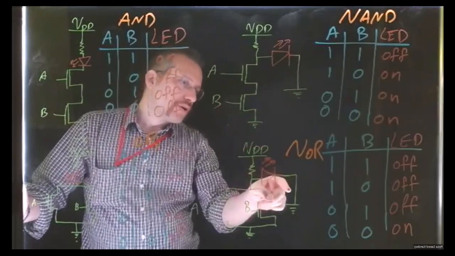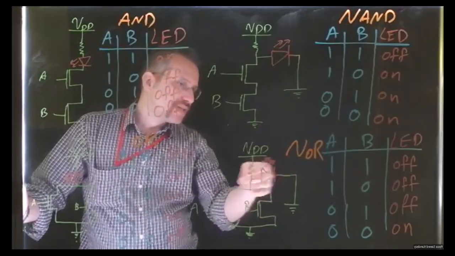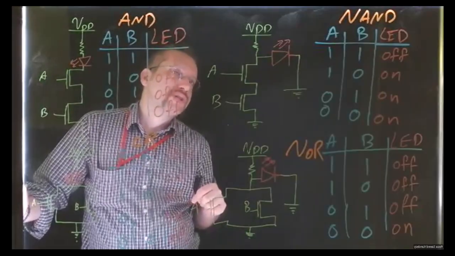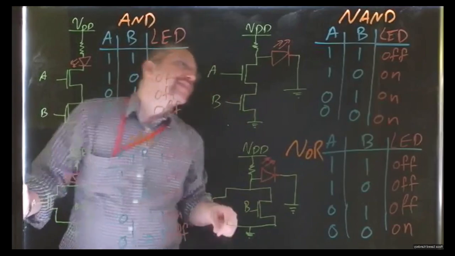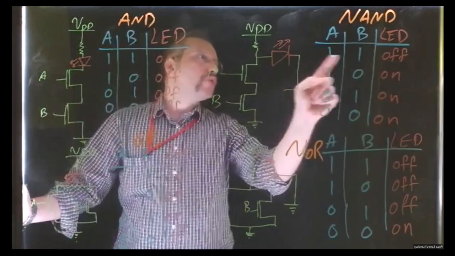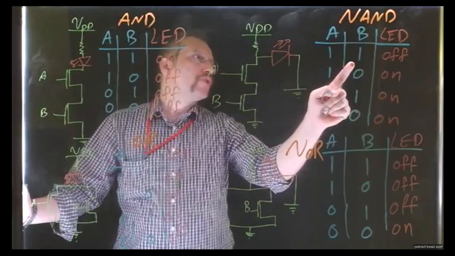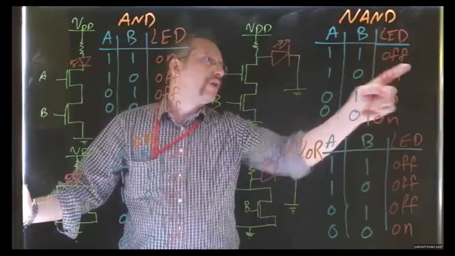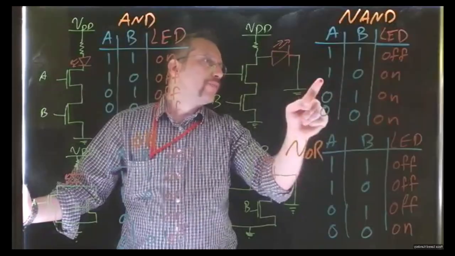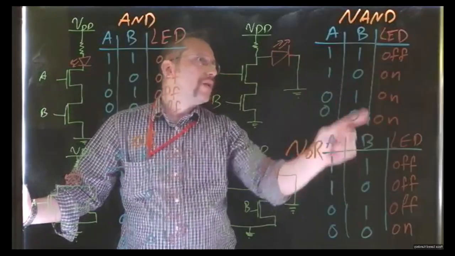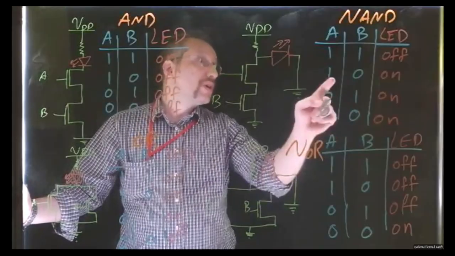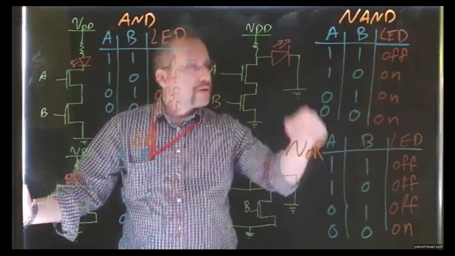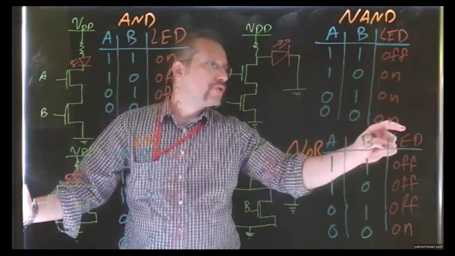Normally we have another resistor here, so we could control the current passing through the LED too. But let's do the simple one. Here, the NAND says if both of those inputs are 1, the NAND would be 0, so the LED should be off. If one of the inputs is on and the other one is 0, then the result would be 1, so the LED should be on. If both of them are 0, the result of the NAND would be 1, so the LED should be on.